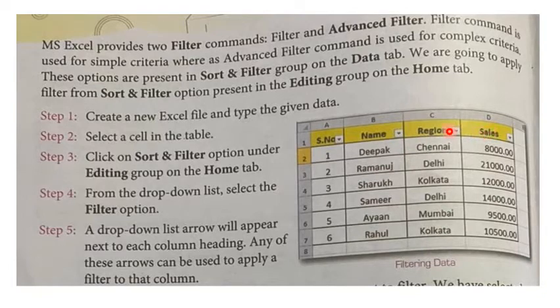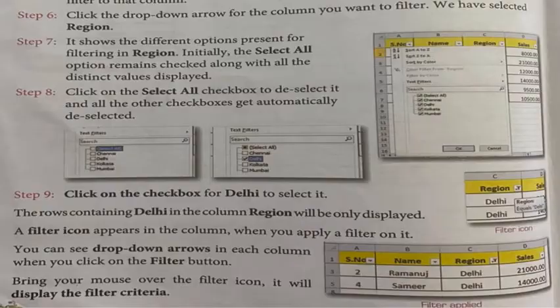If I want to see only those records whose reason is Delhi, then you will click on this reason tab. Here is the drop down arrow. From here you will deselect the select all and you will just click on the checkbox of Delhi. When you do that and click on OK button, you will find your data will be filtered. It means you will see only those records whose reason is Delhi. The other records are not deleted, they are just hidden. You can unhide them.